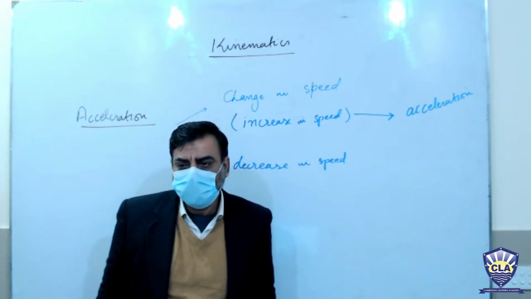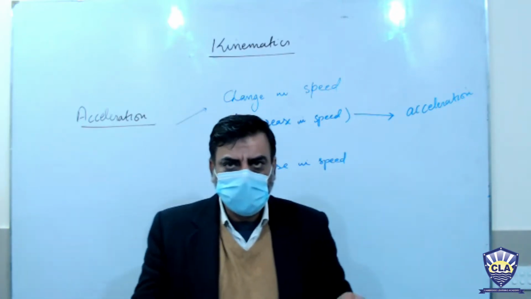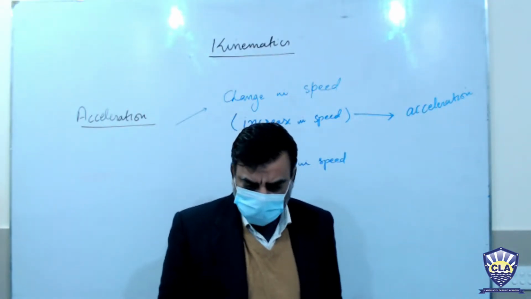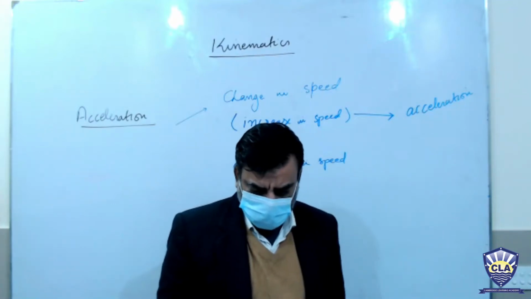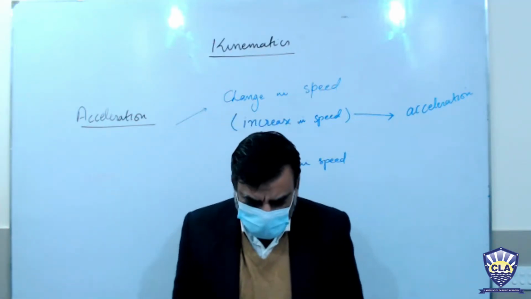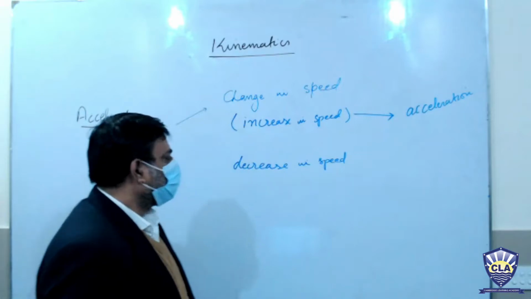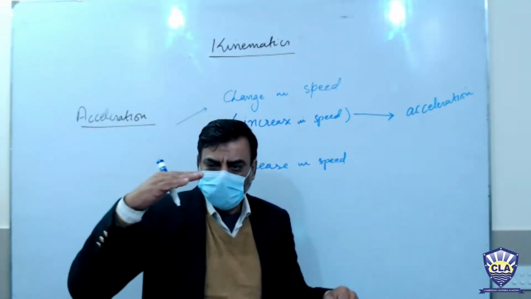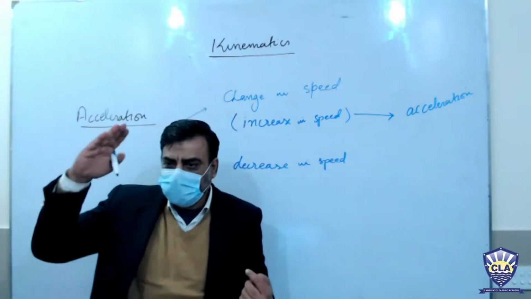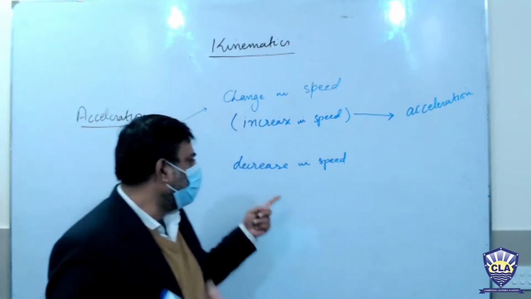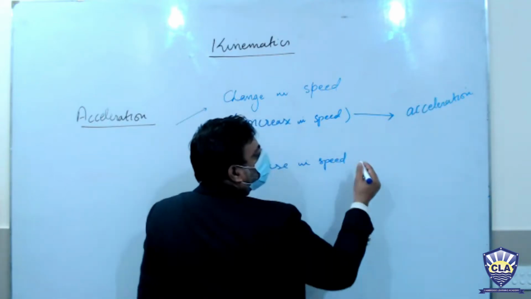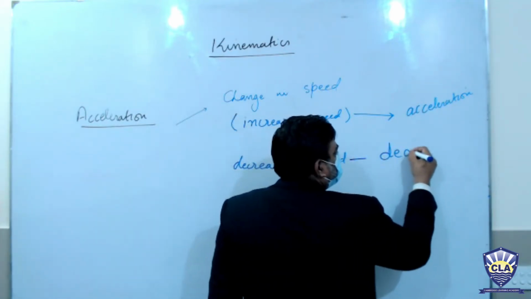Hussein, how can we decrease the speed of a fast moving bike or car? By applying the brakes. Okay, good. So when we apply the brakes, the fast moving object slows down. Again, its speed is changing, and this time it is decreasing. So when we have a change in speed and the speed is decreasing, then we can't say it is acceleration. No, it is deceleration.